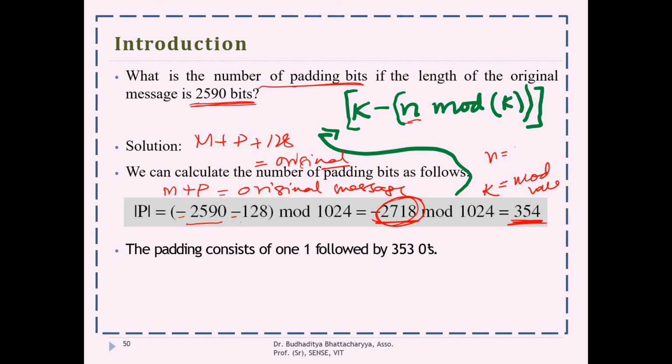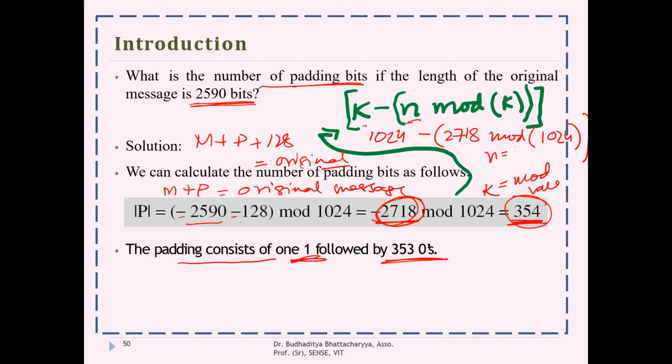Can you understand this? What I did here: k is equal to the mod value. So 1024 minus, in brackets, 2718 mod 1024. This is a generic rule. Please make a note of it, because in SHA-512 you don't have anything apart from 1024. But if it is coming as negative like this, it's really difficult at times. So this is a generic rule that you might follow. In that case, you will find 354 is the number of bits required for the padding. Padding consists of 1 followed by 353 zeros.